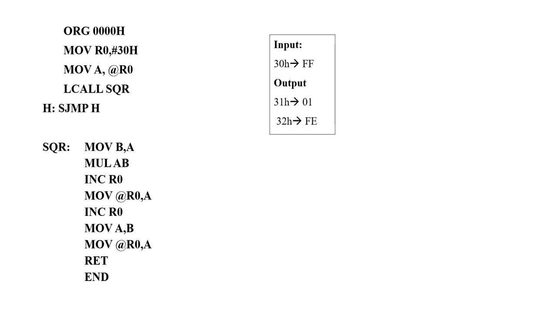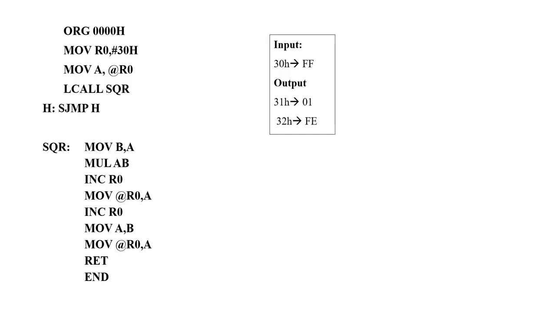Then next is loading the input. For that we are using the instruction MOV A, @R0. Here we'll be loading the value from address 30H into the accumulator, and then we'll call the subroutine. So here LCALL SQR will call the subroutine to compute the square. Then the program jumps to itself, creating an infinite loop. After the subroutine returns, the program enters an infinite loop and halts the execution.